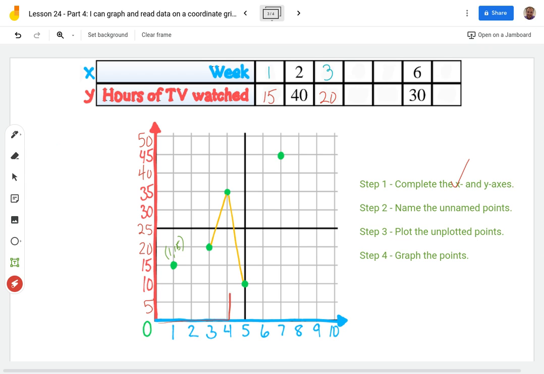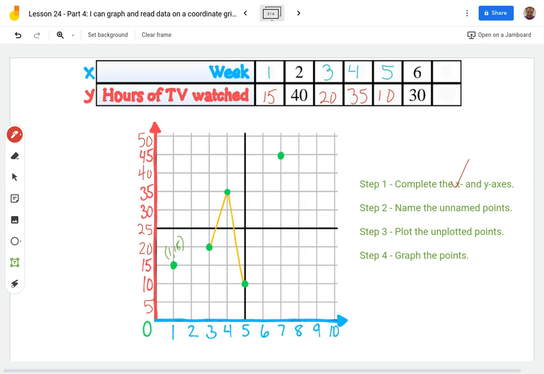And let's see, we can do one more. We have 4, 35. So we have 4, 35. And I'd like you to do the next one. What is the next point that is unnamed? Let's name it now. Go ahead. Okay. Did you say 5, 10? 5, 10 is the right answer.